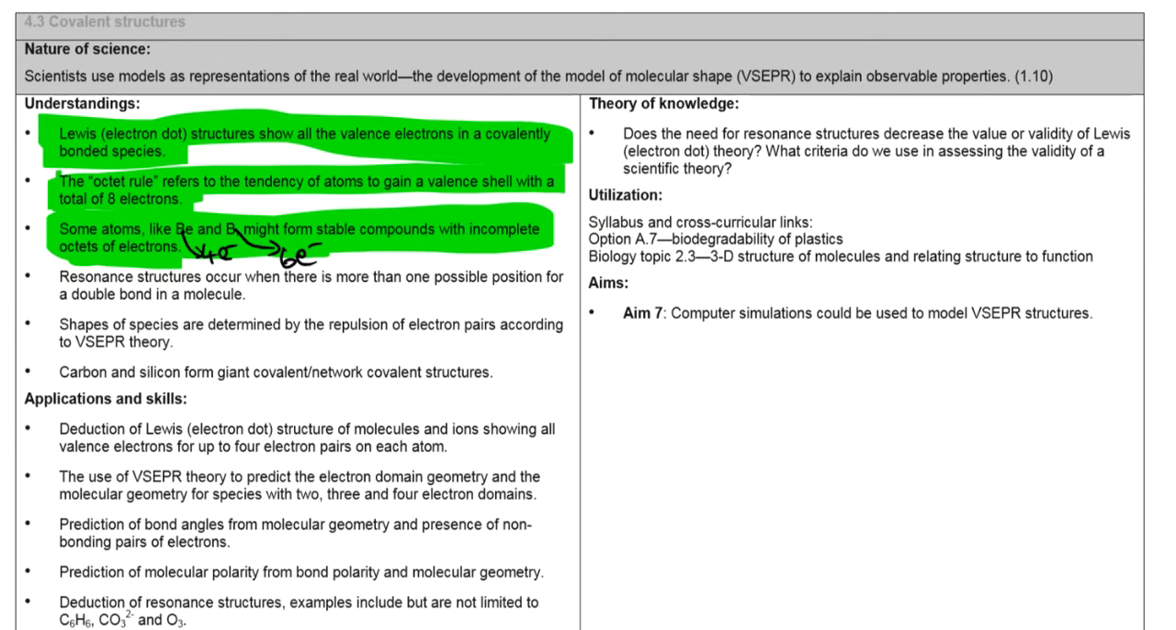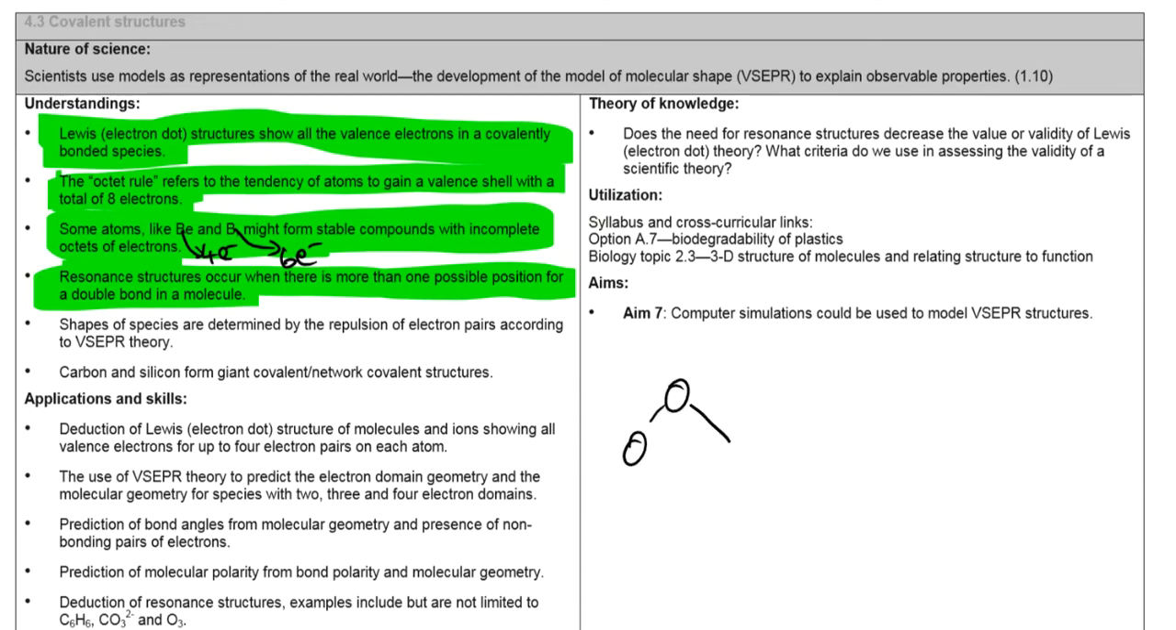Resonance structures occur when there's more than one possible position for a double bond. So an example of this is the ozone molecule. Ozone is O3, and with ozone, you can have this structure or you can have this structure. And because these two structures are essentially the same, and it's hard to decide which one to use, we use a notation where we have delocalized electrons.